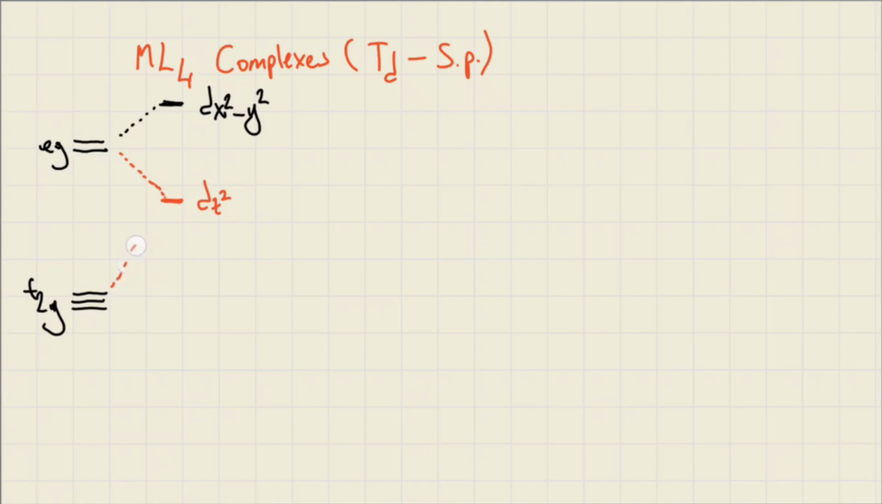And we will have other d orbitals, the yz and the xz. And all of these orbitals can be considered as non-bonding. So the square planar splitting is actually here. So if you put electrons in the square planar complex into the x square minus y square orbital, then we will cause a destabilization.